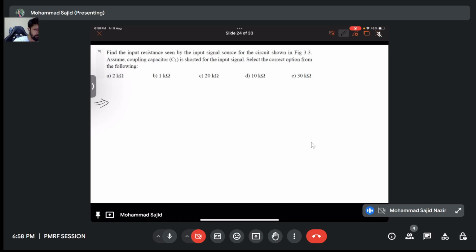Next is: find the input resistance seen by the input signal source for the circuit shown. First, let me just give you an idea how we can calculate the resistance in any circuit. Let's suppose you have this box of resistance R. You need to find its value.